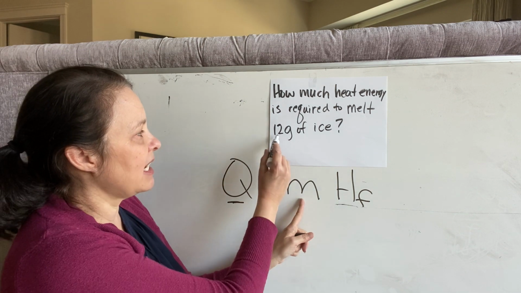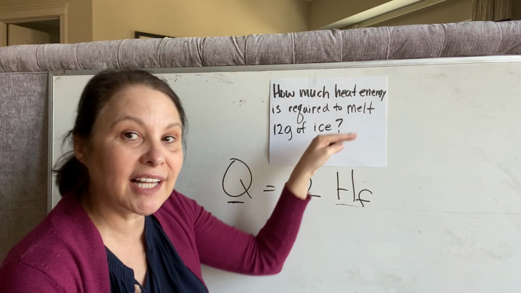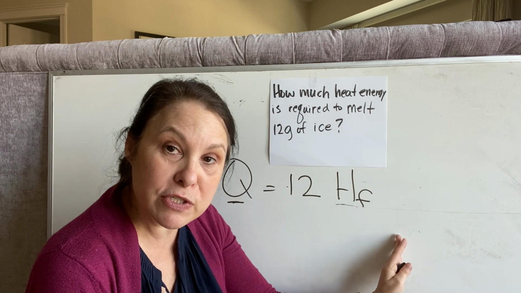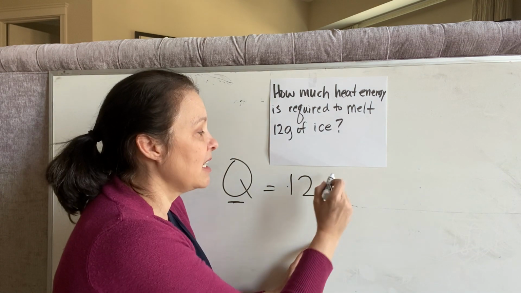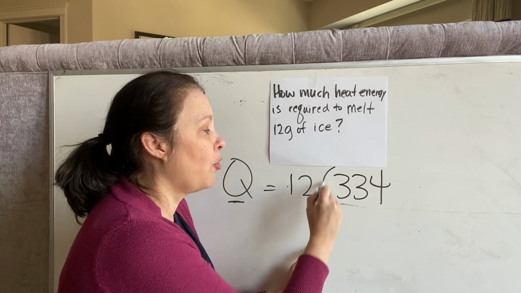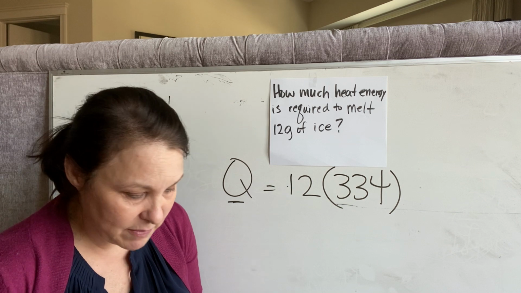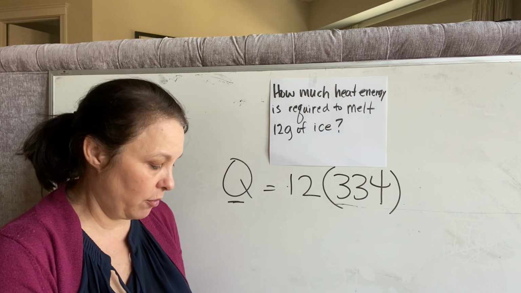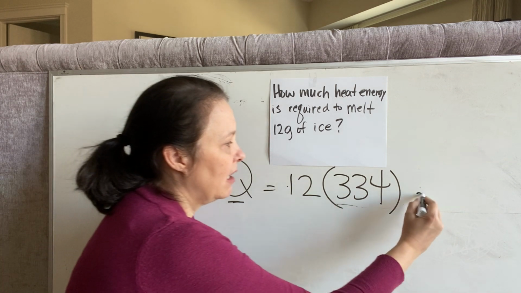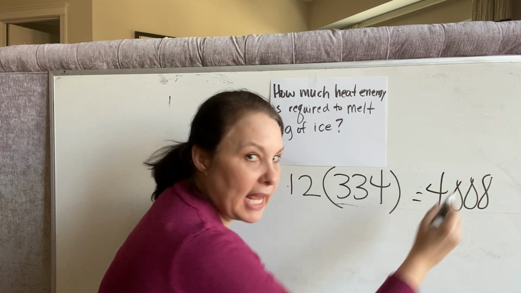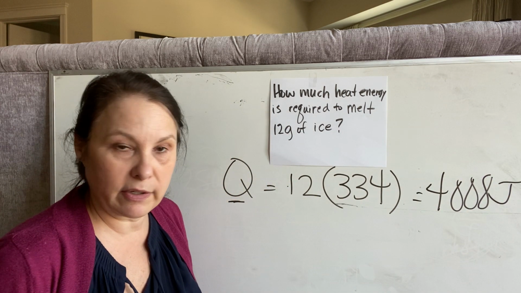How much heat energy is the Q? M is the mass, and I have 12 grams of ice. And heat of fusion, notice that they didn't give it to you, but if you know to use this formula, you know you have to plug that in. And again, that's a constant. That is 334 every single time you are melting. So we're going to say 12 times 334. And I get 4008. And again, keep in mind that that is joules, okay?